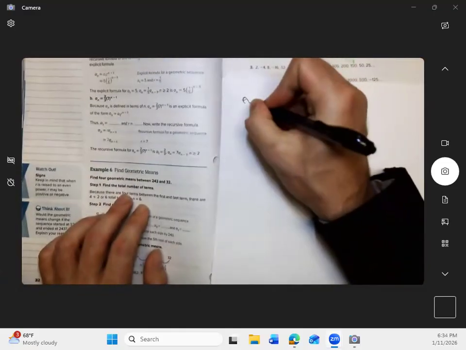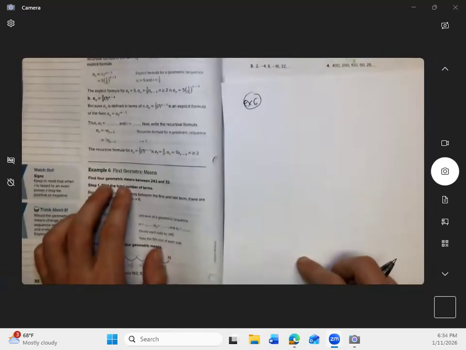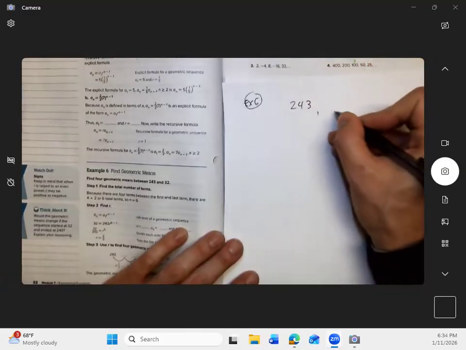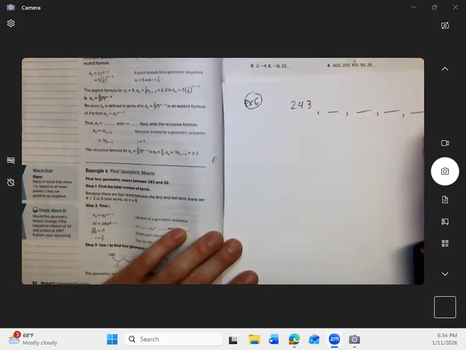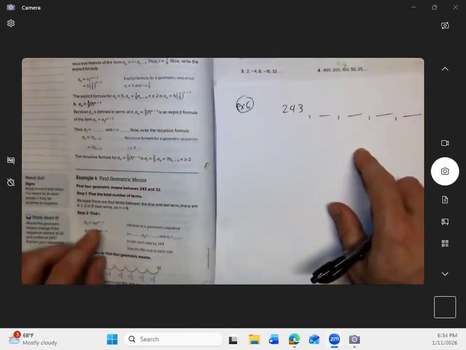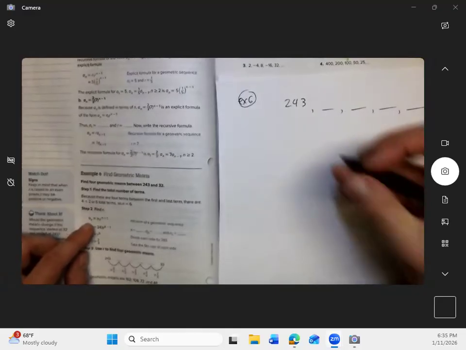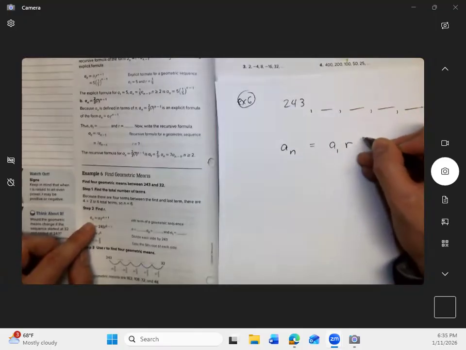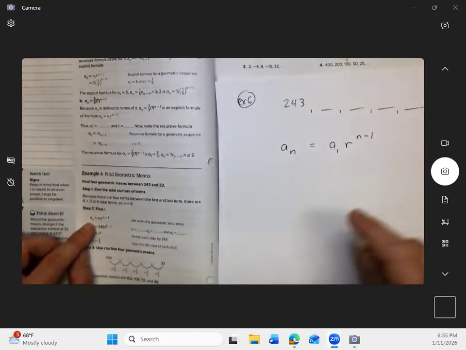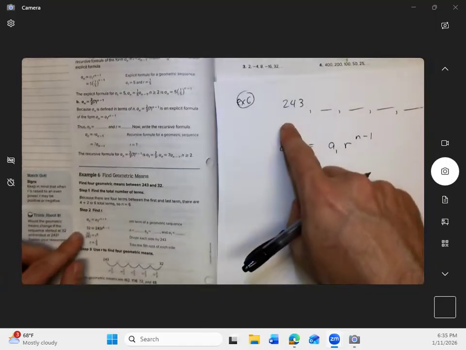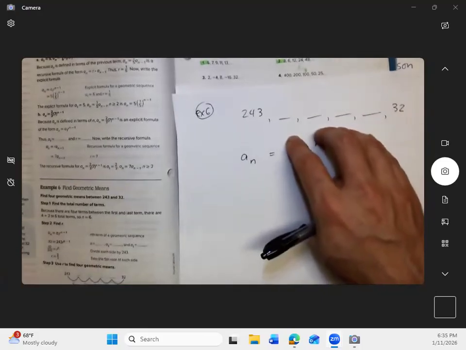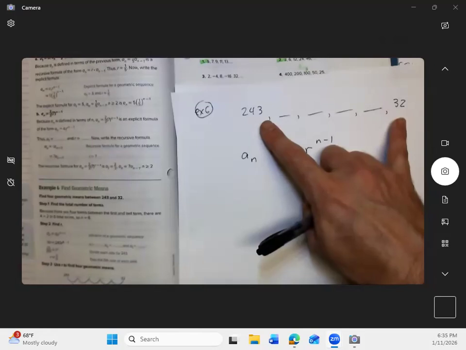Right, last example, example 6. Geometric means. Find 4 geometric means between 243 and 32. So 243, blank, blank, blank, blank, and 32. Right, geometric means. And there's a process they'll tell you to do here. Well, you know this explicit formula we've been using. The nth term is equal to the first term times the ratio to the n minus 1. And how many terms do I have here? I can just count them out: 1, 2, 3, 4, 5, 6. Because there are 4 terms that go from here to here. This is a geometric sequence, so it's going to follow this form.